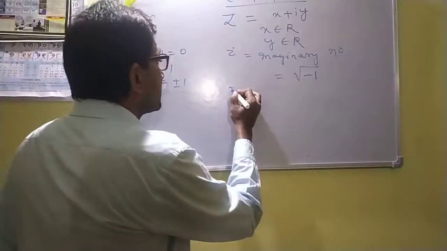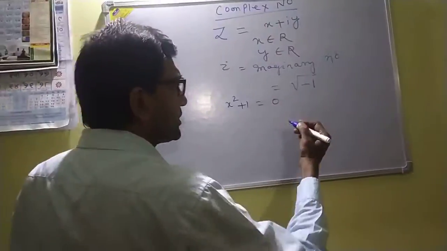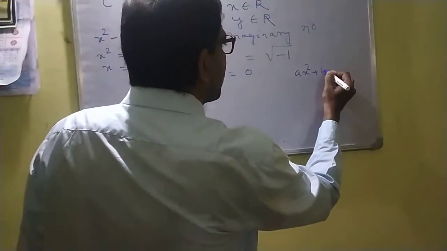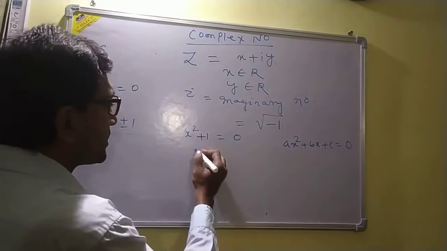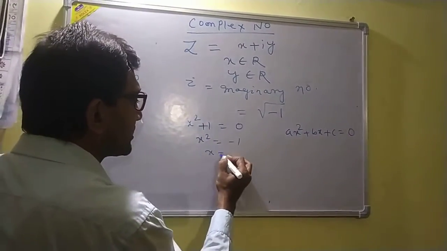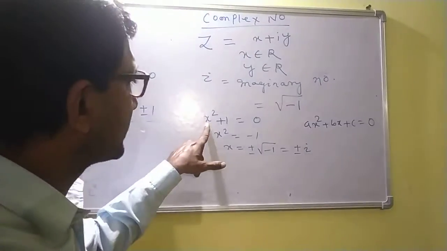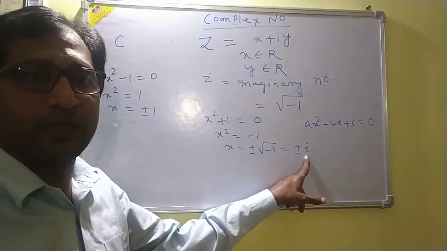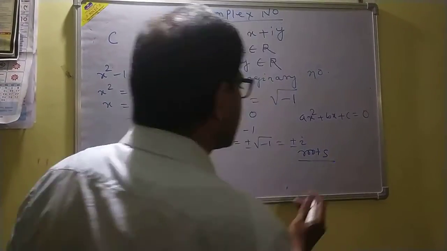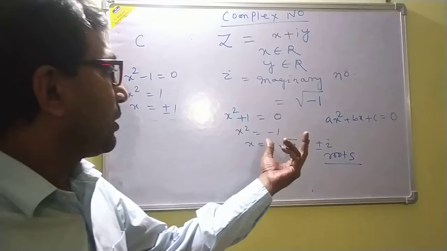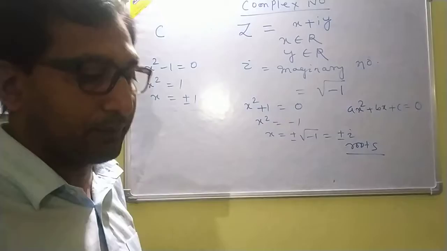So that equation is x square plus 1 equal to 0. This is a quadratic equation. Everybody knows what is a quadratic equation? x square plus bx plus c equal to 0. So x square plus 1 equal to 0, x square equal to minus 1, x equal to plus minus root over minus 1, plus minus i. You see, from this quadratic equation you will get the imaginary number as the roots. So Euler is the mathematician who found how i is coming, what is its significant role in complex number.